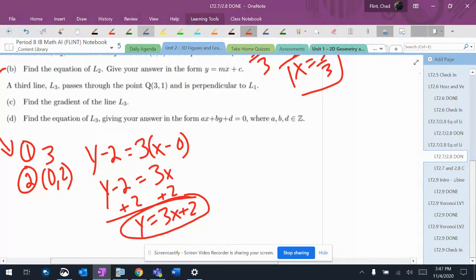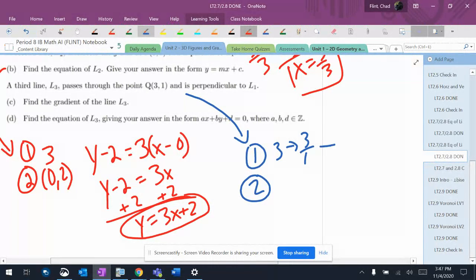Then we got this third part. The third part says a third line is perpendicular to L1 and passes through 3, 1. What's the gradient? Find the equation, giving it in standard form, ax plus by plus d. Perpendicular means take the slope, flip it over. So it's currently 3, which is 3 over 1, which means the perpendicular slope is flip it and make it negative. So there's the slope. That answers part C.